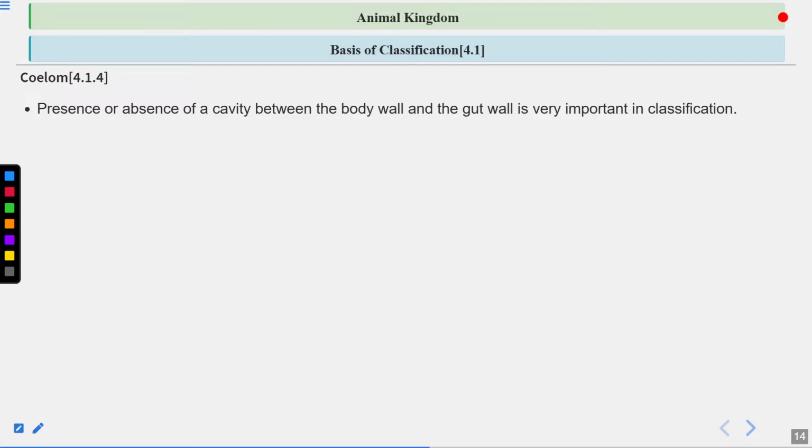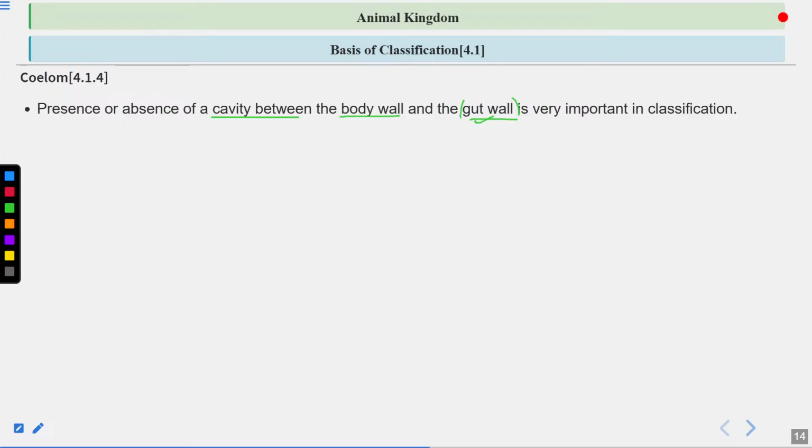So the presence or the absence of cavity between the body wall and the gut wall. What is the gut wall? We are having the alimentary canal now. So this alimentary canal is called the gut, right? The gut. And the wall of the gut and the wall of the body, in between these two, body wall and gut wall, there is a space present or no space present. If a space is present, then you say that they are having the body cavity. And if no space is present, then no body cavity, right?